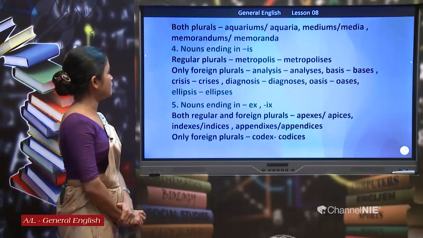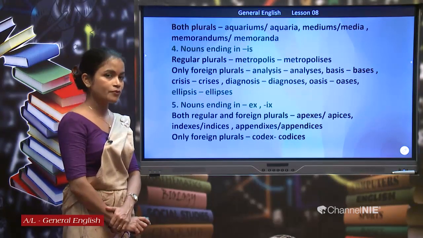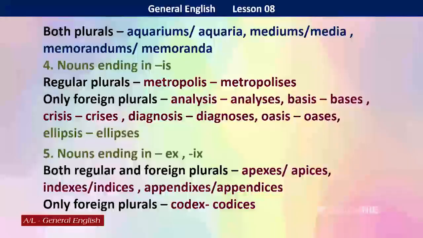And there's another type, both plurals. So, both the nouns are taken as plural nouns. Aquariums, aquaria, both are plural nouns, but they are kind of foreign plurals. Mediums, media, memorandums, memoranda. So, both the nouns are accepted as plural nouns. So, we talked about the nouns ending with us. Now, we are going to talk about the nouns ending in is.